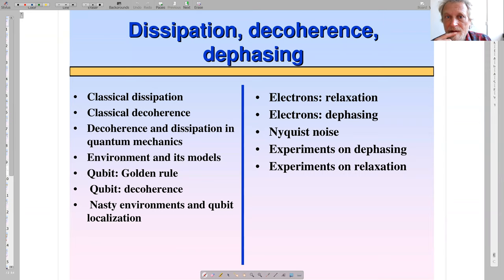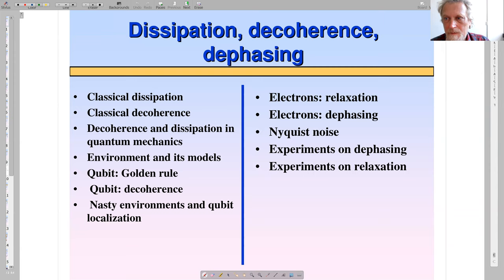This will be, as you see from the title, about dissipation, decoherence, dephasing. For most of the course, we've been talking about electrons as waves, paying little attention to the processes which make them more classical, whereby they lose energy and lose coherence of their quantum mechanical phase. So it is proper in the last lecture to outline when it is valid, at which time and length scales, and what are the mechanisms, what are the processes which are responsible for dissipation, decoherence, and dephasing.